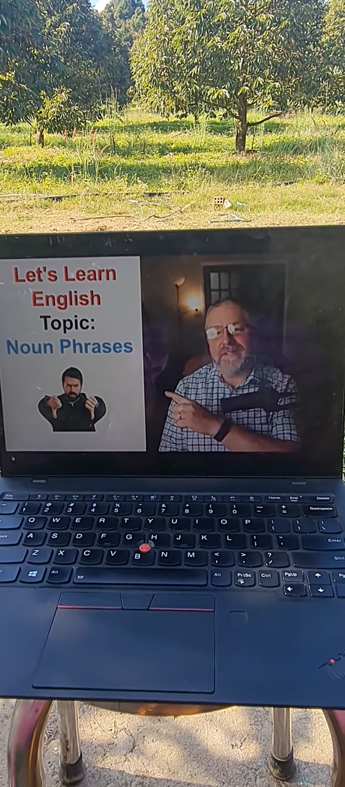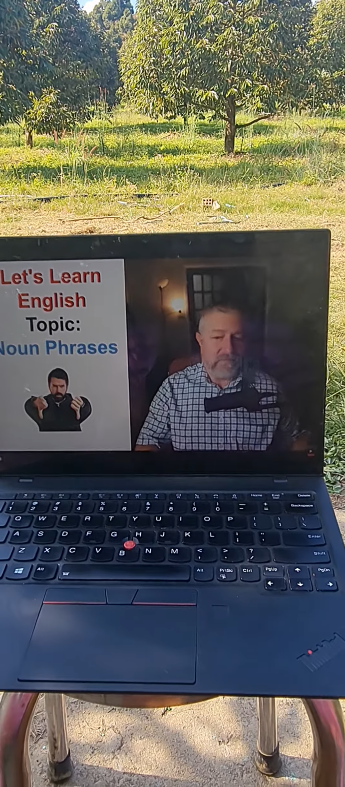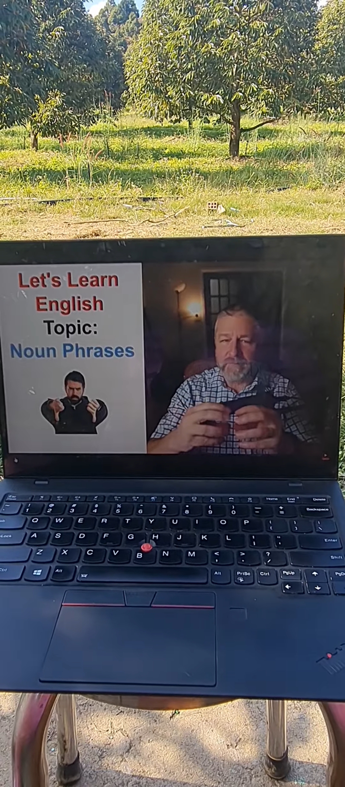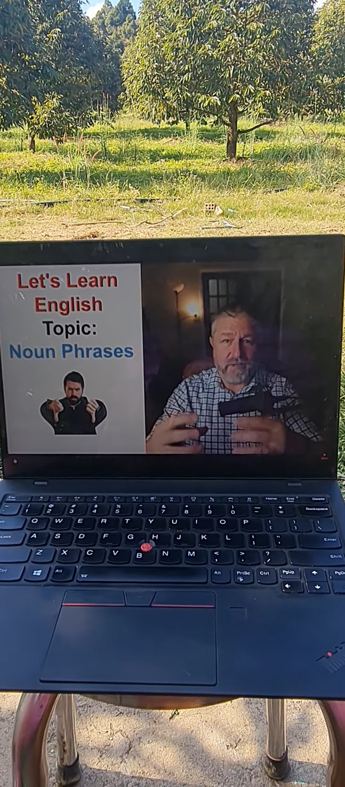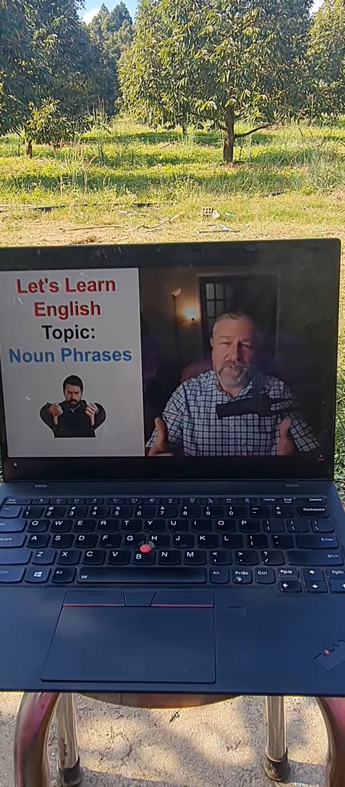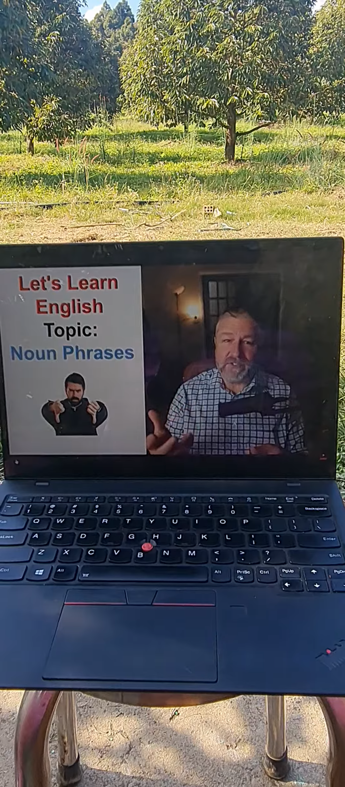Hello, welcome to this English lesson about noun phrases. If you're wondering what a noun phrase is, it's a noun with some other words that can act as a whole noun. And here are some examples right off the top so you know what I'm talking about. You can say that I am in a good state of mind.